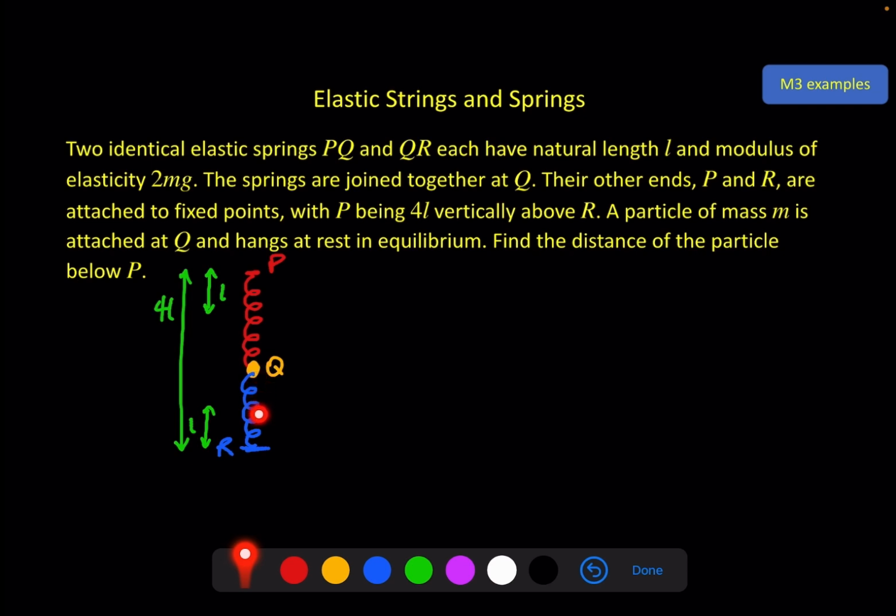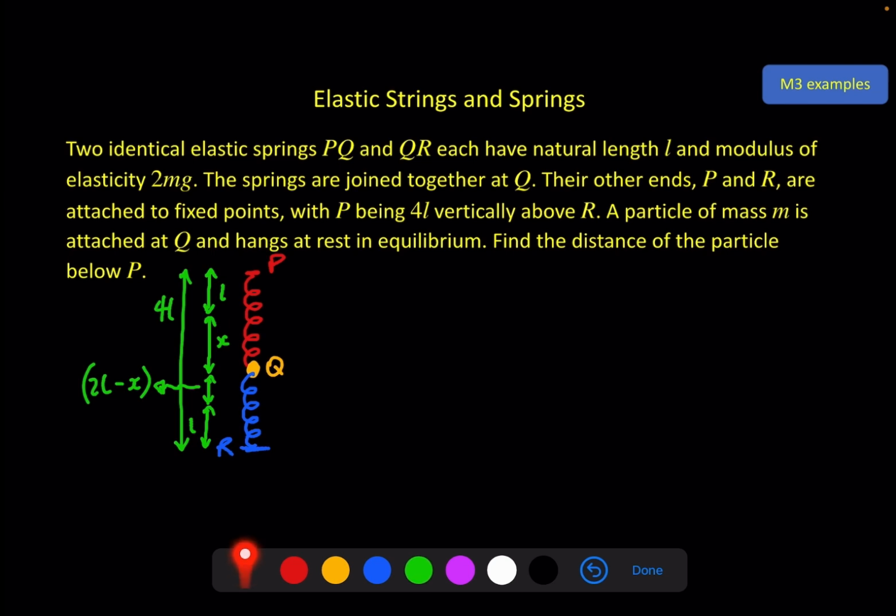In fact, we don't even know if this is a full L. This could be all the way down compressing, but if that's the case, all we'll do is end up with a negative answer somewhere in there to show that that's in the opposite direction to what we thought. So assuming that this is still a little bit extended, I'm going to write not x1 and x2 like I had before, but x and 2L minus x. So I'll have x here, the extension of PQ, and here the extension of RQ, or potentially the compression, is going to be 2L minus x.